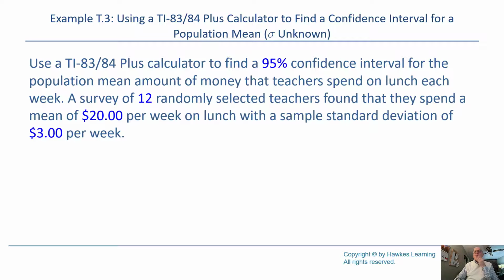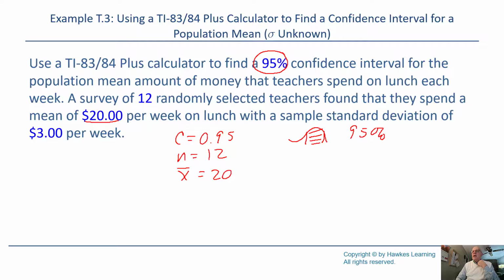Okay, here's an example for you to try. First of all, you want to write down some of the essential details. 95% means C is 0.95. Remember, that's in the middle. So like this, you got a survey of 12, so N equals 12. From that survey, you got the $20. That means X bar equals 20, and a sample standard deviation, that means S, is $3.